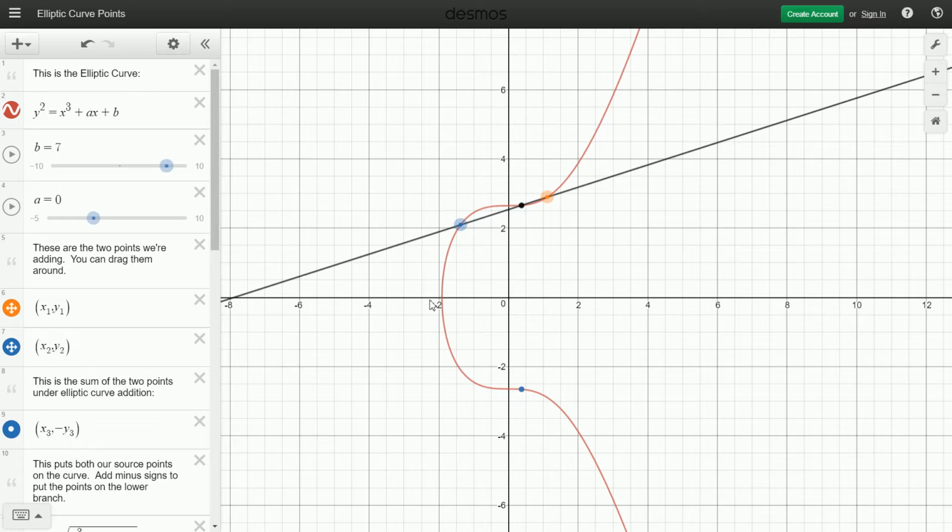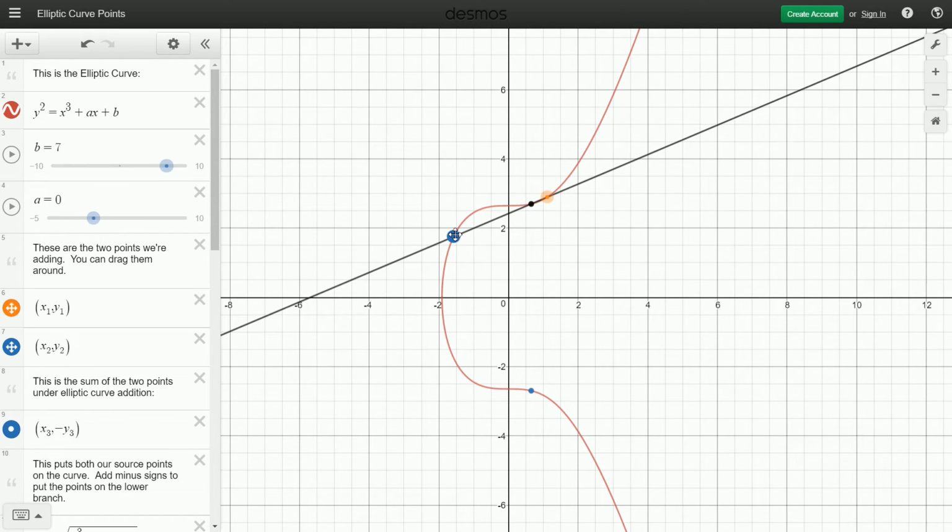The red curve, notice it's symmetric about the x-axis. So every point down below has an equivalent point above, mirrored over the x-axis. So why does this matter? What's the big deal with elliptic curves? We're almost there. You have to hang in there with me just for a minute longer.